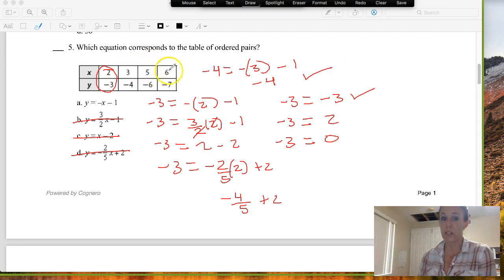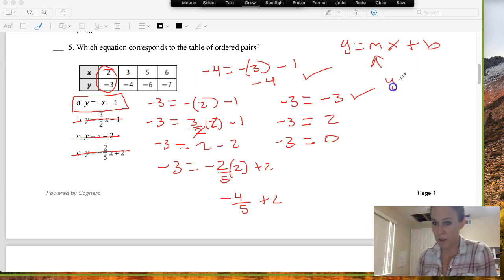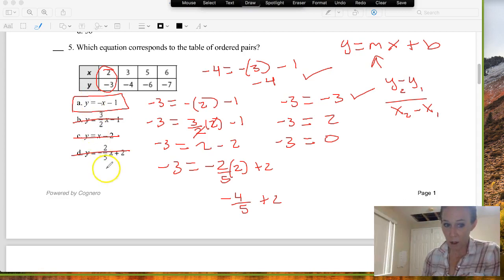So you can check each of these points and make sure it works, but once you find one that works, check the other ones and see if one of the points work, and then by process of elimination, you can find your solution. Now, another way to do this, the whole lesson was on the equation of a line, y equals mx plus b. You can find your slope. Your slope is the change in the y's, y2 minus y1 over x2 minus x1. Okay, that's your slope. These all have a slope here.